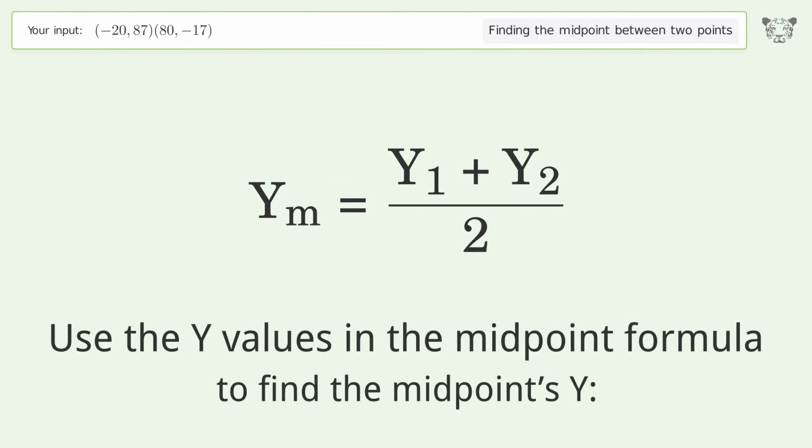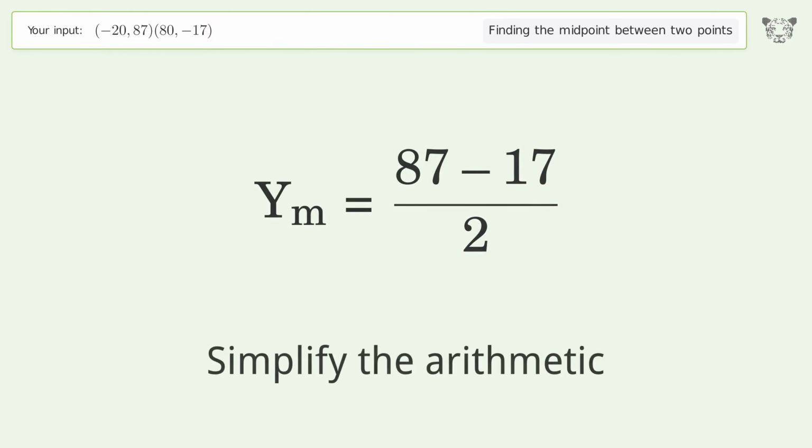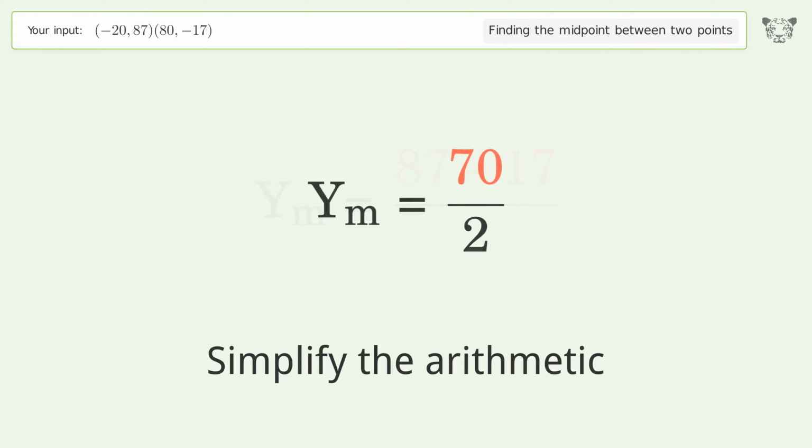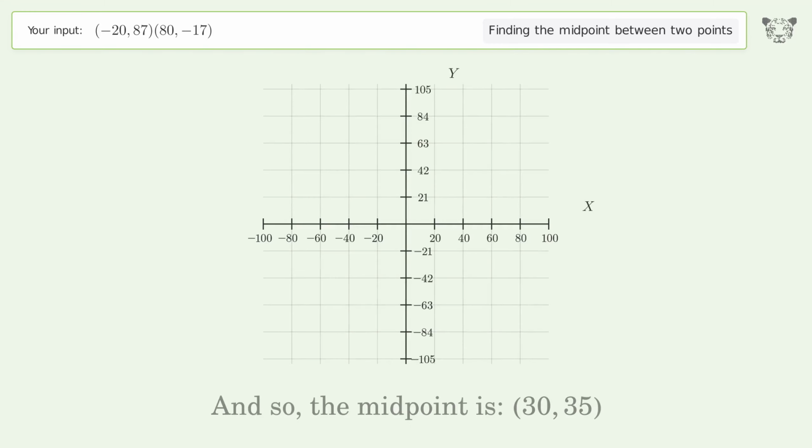Use the y values in the midpoint formula to find the midpoints y. y1 equals 87. y2 equals -17. Simplify the arithmetic. And so, the midpoint is 30,35.